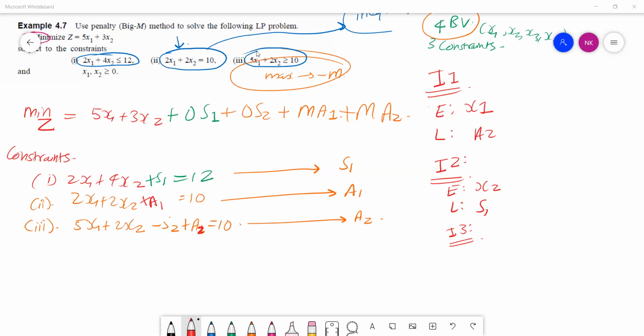Anybody with iteration 3? If anyone is having any doubt, then you can ask me. Don't hesitate. If you are not getting it, then please ask me.